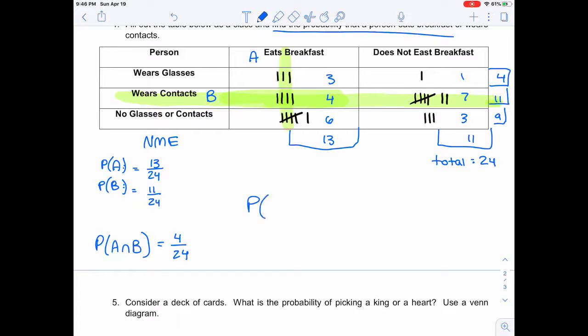So our final answer, remember we want to find the probability of wearing contacts or eating breakfast. We're going to add 13 24ths, our probability of A, plus 11 24ths, our probability of B, and then we're going to subtract our probability of A and B, so that 4 24ths.